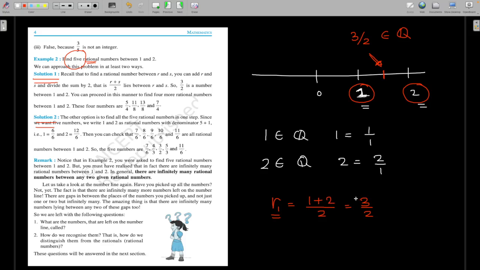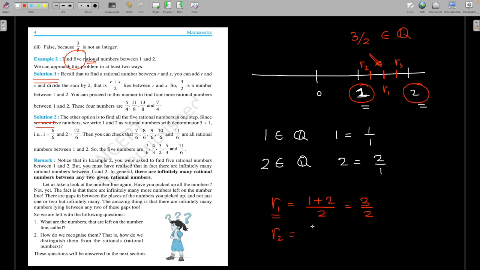Now shall we repeat the process? The whole point of this example is that you can repeat this simple idea one more time, and this time we'll get a number between 1 and 3 by 2, and we'll get another number between 3 by 2 and 2. So let's just give them some names. Let me call this R1, let me call this R2, let me call this R3, and already we are doing very well.